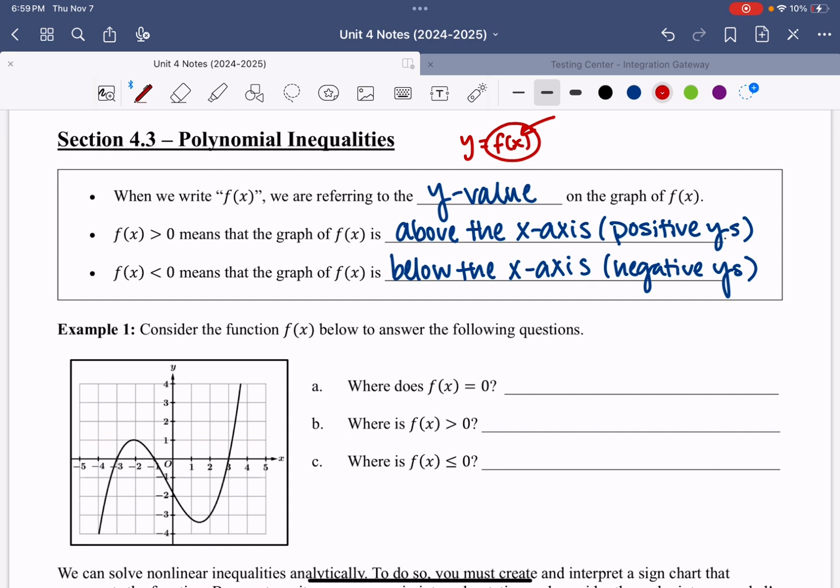When we write f of x is greater than 0, we mean that the graph of f of x is above the x-axis, or it has positive y values. The outputs are bigger than 0. Whereas f of x is less than 0 means that the graph of f of x is below the x-axis. It's the negative y values.